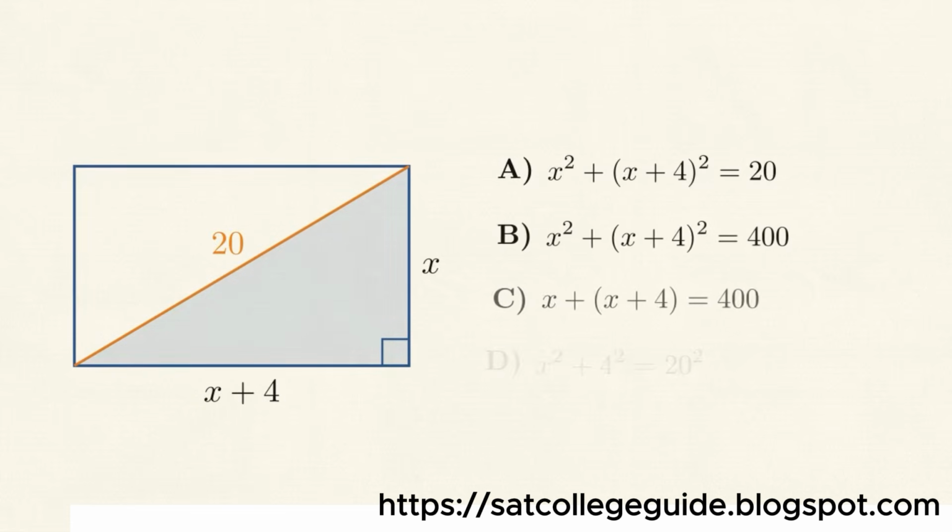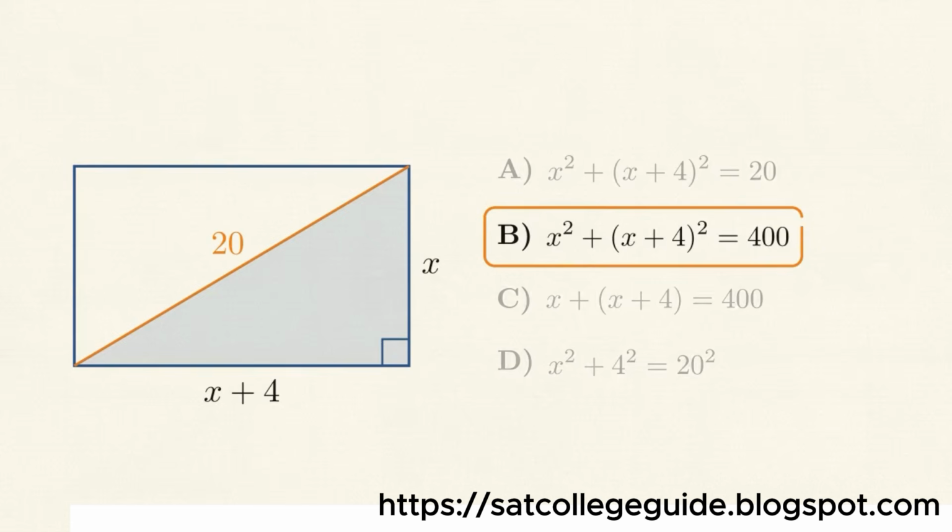For this rectangle with width x, length x plus 4, and diagonal 20, which equation correctly sets up the problem? The answer is x squared plus the quantity x plus 4 squared equals 400, because we must square the diagonal.